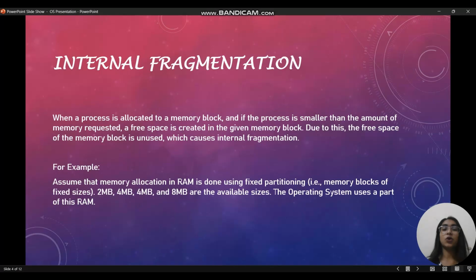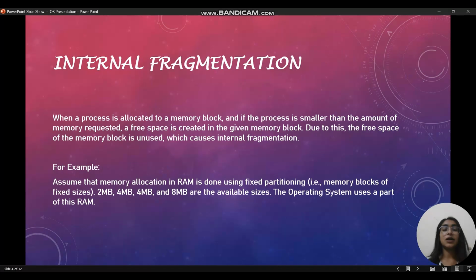So let's see what is internal fragmentation. When a process is allocated to a memory block and if the process is smaller than the amount of memory requested, a free space is created in the given memory block. Due to this, the free space of the memory block is unused, which causes internal fragmentation.